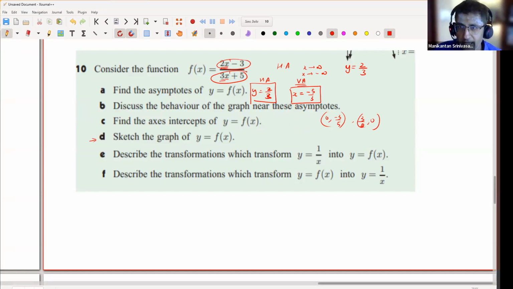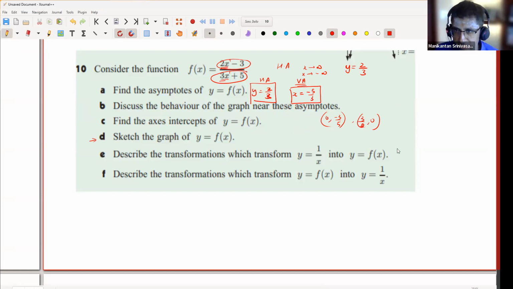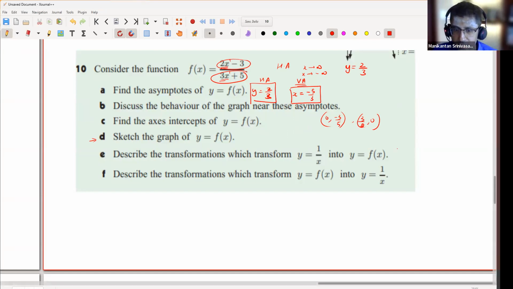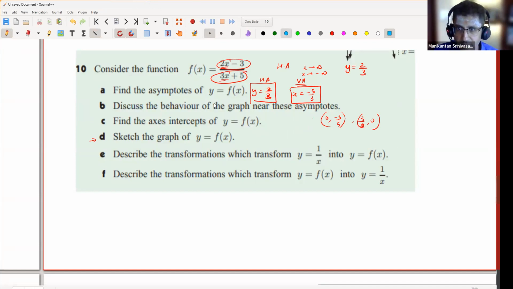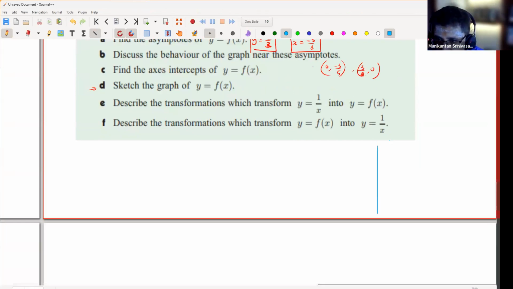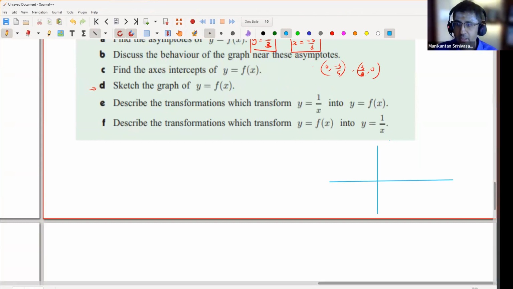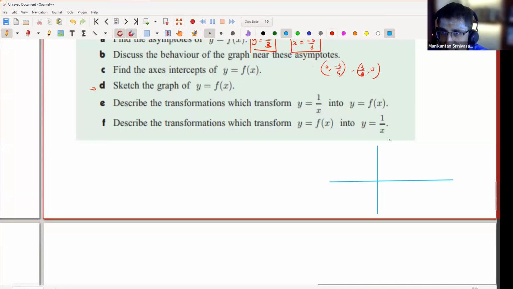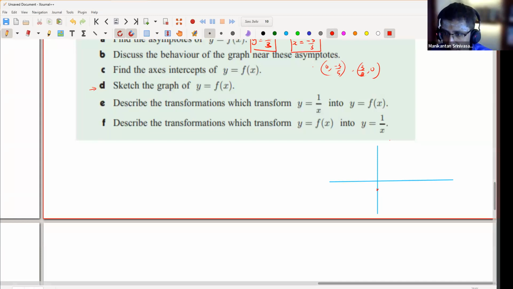So sketching is like an iterative approach, right? It's not like you finish this and then you start sketching completely. So let's do that. Let's draw the x and y axis. I wish I had more space here. Okay. Now, what all do we know? Let's mark all the points that we know. (0, minus 3 by 5). I might not be drawing to scale, but that's fine. (0, minus 3 by 5) is this. (3 by 2, 0) is the x-intercept.